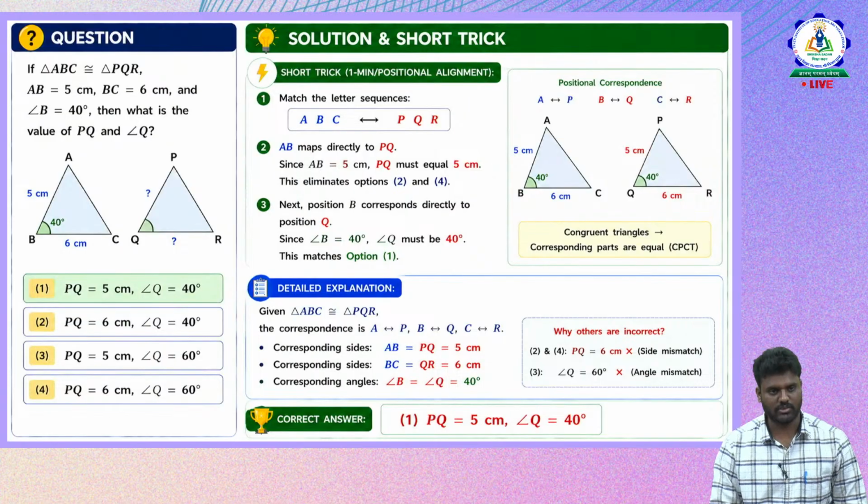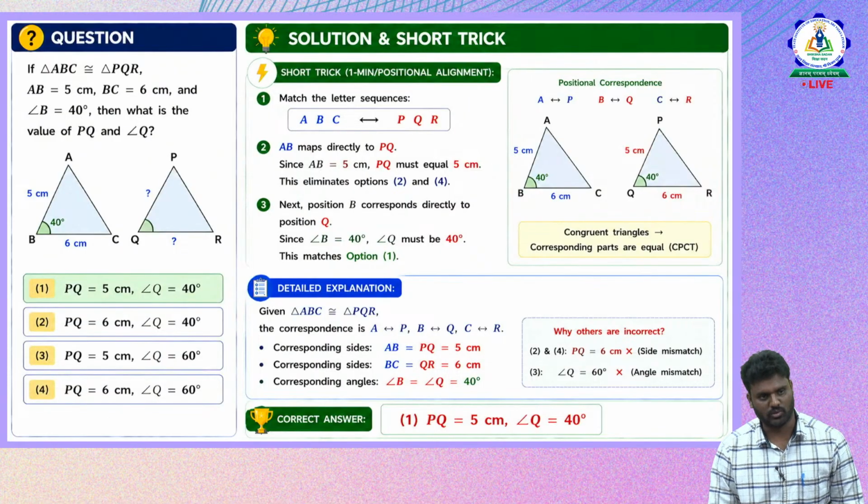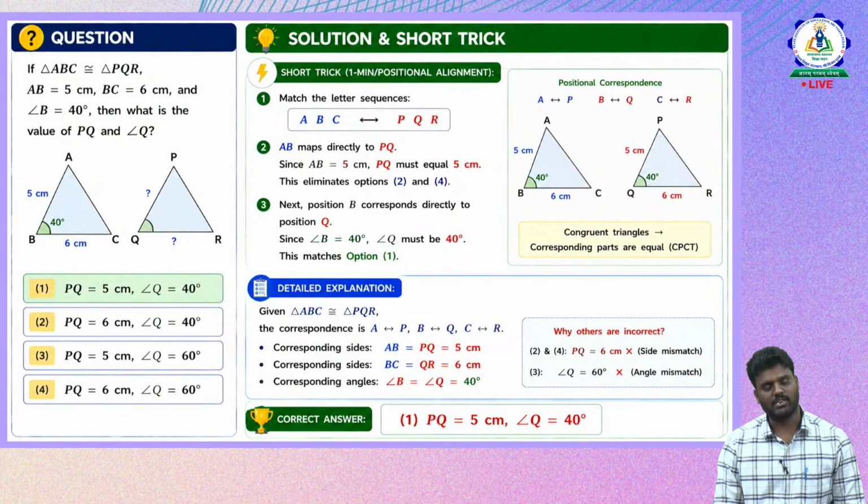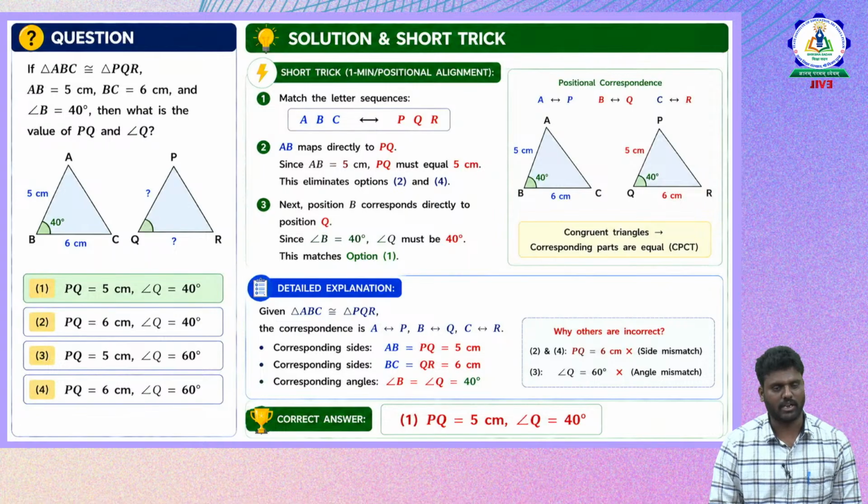So now the next question is, if triangle ABC is congruent to triangle PQR, where AB is equal to 5 centimeters, BC is equal to 6 centimeters, and angle B is 40 degrees, then what is the value of PQ and angle Q? They are asking what is the value of PQ in triangle PQR, and what is the value of angle Q. So this is a very easy question.